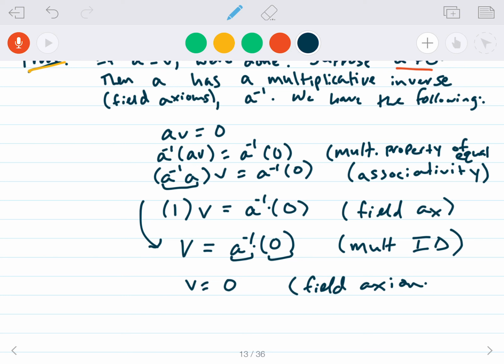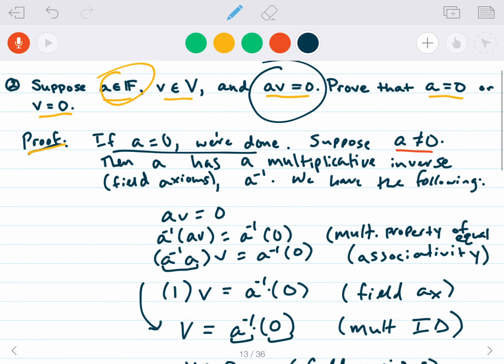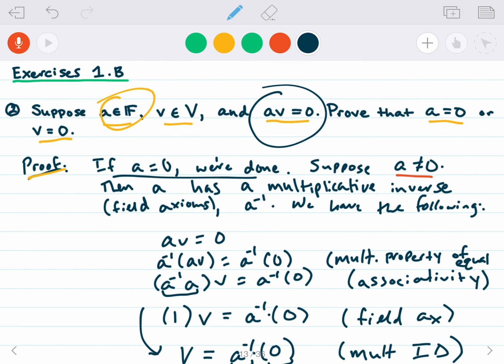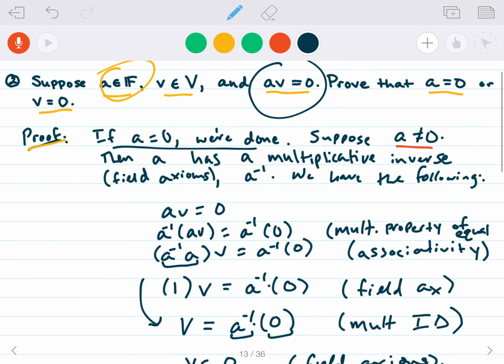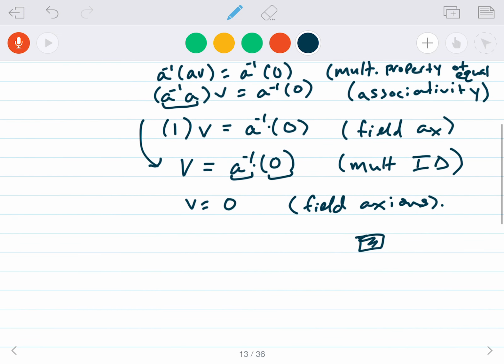And we are done. We had two cases: either A is 0 or it's non-zero. In the first case, when A was 0, the proof was done because we wanted to show that either A is 0 or V is 0. So if A was 0, we're done. We then assumed that A was not 0, and concluded from A not being 0 that V had to be 0. All right, so we are done with that problem.